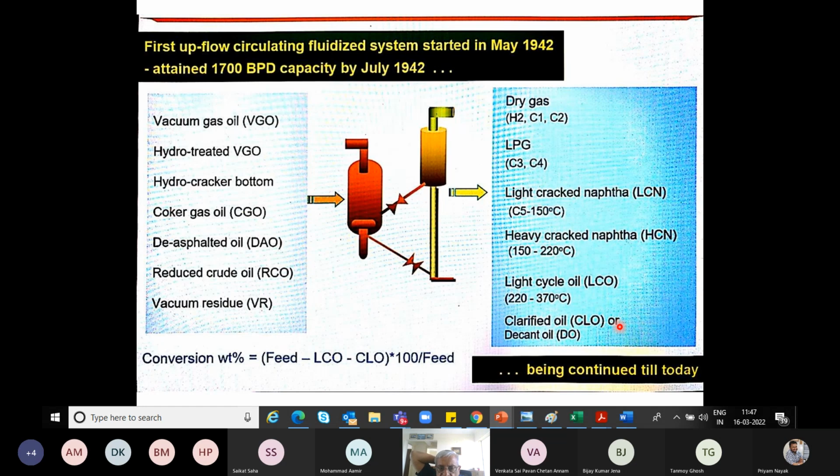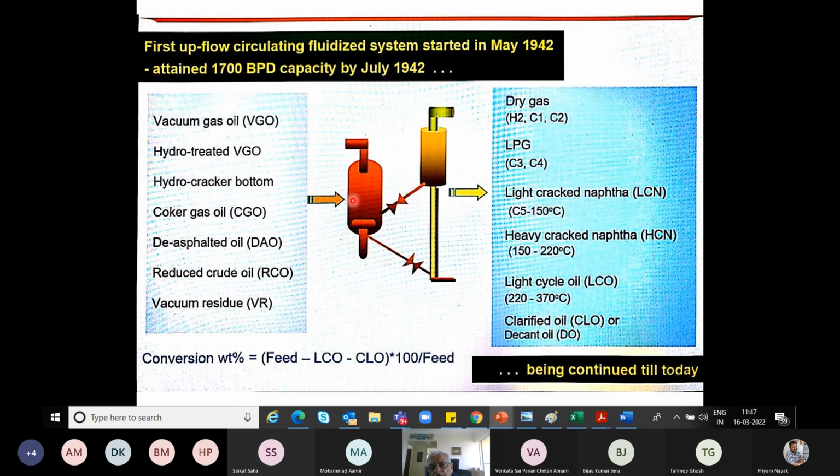So in this technology, the conversion that we understand is defined as feed minus LCO minus CLO. So if you subtract the heavy portion from the feed and divide it by the feed, that is the conversion. Essentially, it is the sum total of dry gas, LPG, LCN, and HCN. One more product which you cannot see here is the coke, which gets laid down on the catalyst and gets burnt off.